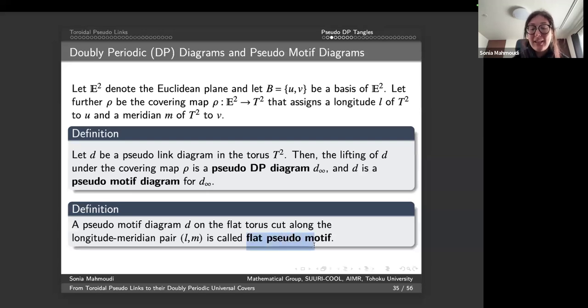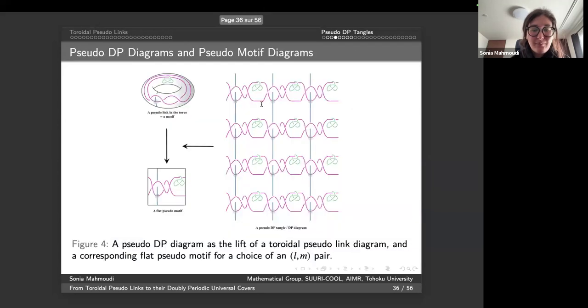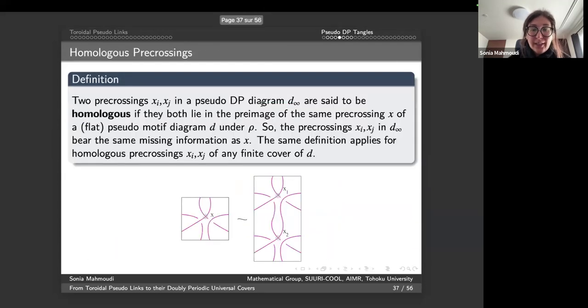So we will talk about a flat pseudo motif when we cut the torus along the longitude meridian pair, which is related to the covering map, right? So we can see that we are always considering a motif together with its longitude meridian pair. Okay, so here, the first very interesting point is that whenever we have pre-crossing or actually just classical crossing, it is obvious that if you take any finite cover of your given motif, your given link diagram in the torus, you will end up with another motif of the same doubly periodic structure.